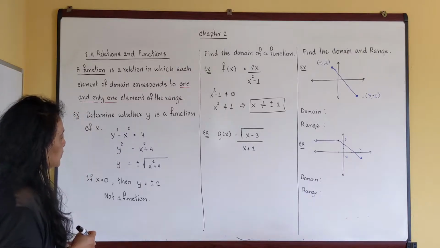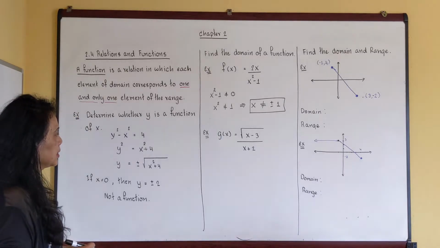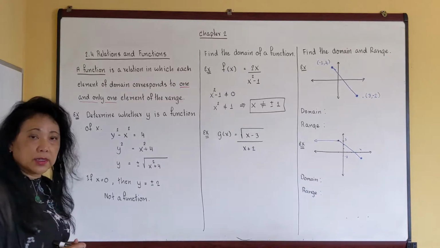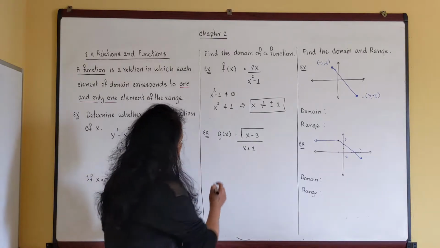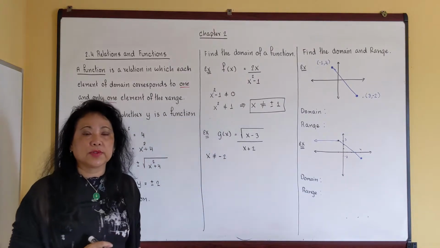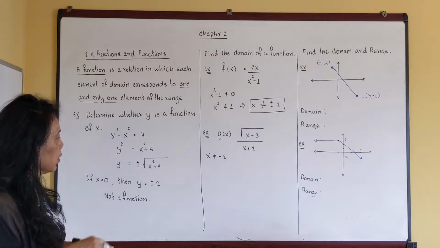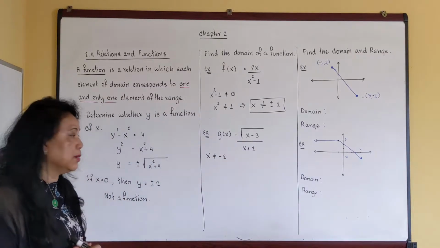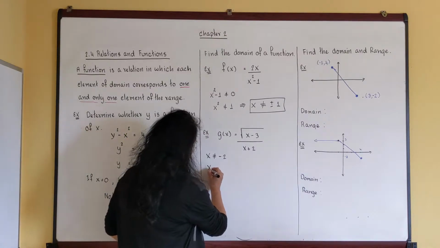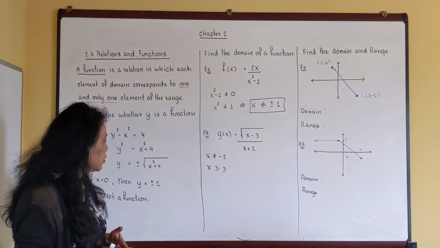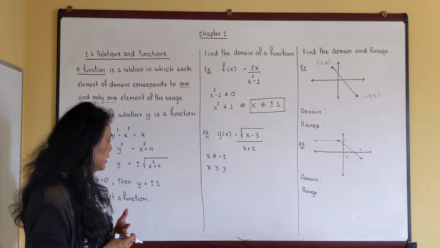Look at the second one. g of x is equal to the square root of x minus 3 over x plus 2. So first thing, we don't want the denominator to be 0. So x cannot be negative 2, because if x equals negative 2, the denominator is 0. Also, we don't want any number in the radical to be negative, because negative is not a real number. So x has to be greater than or equal to 3. It can be 3 because 3 minus 3 is 0, and 0 is okay to be in the numerator. So we don't want it to be anything less than 3.